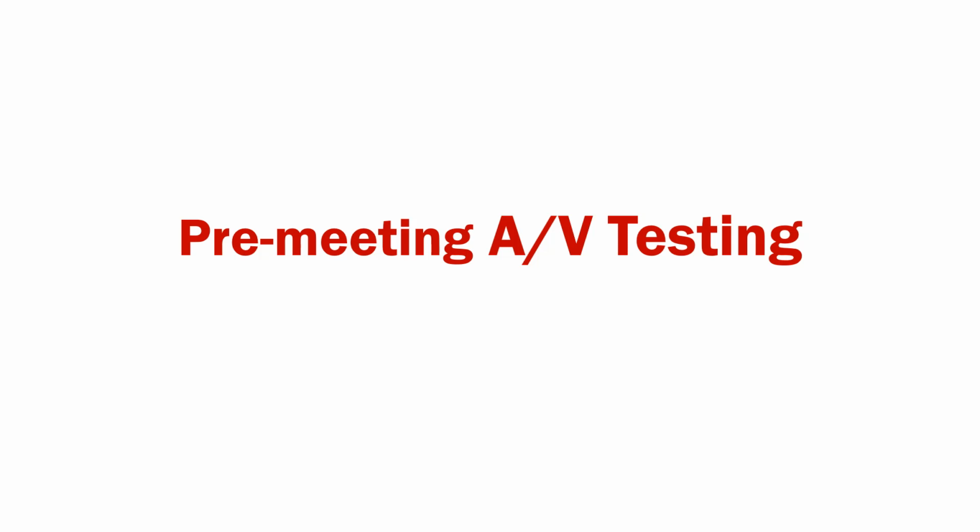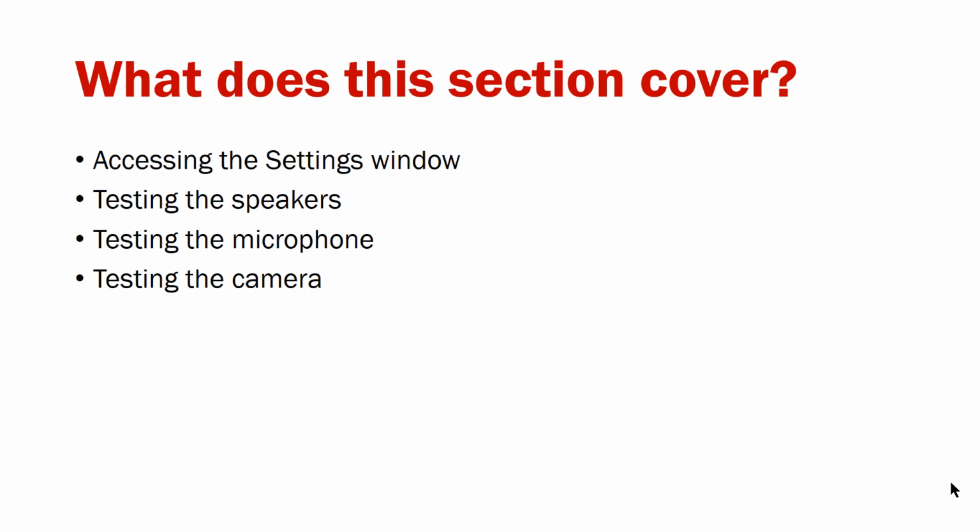Before you join a meeting, it helps to make sure that your computer's speakers, microphone, and camera are functioning properly. While there are ways of working around problems, it is less stressful to solve the problems before the meeting starts. And while you are testing things, you can also customize how the meeting starts with regards to the microphone and the camera. In this section, we will cover accessing the settings window, testing the speakers, testing the microphone, and testing the camera.